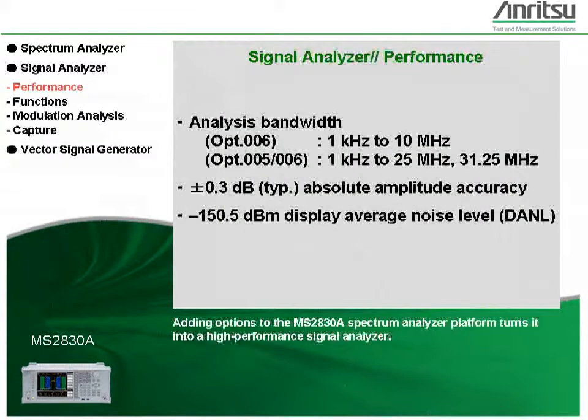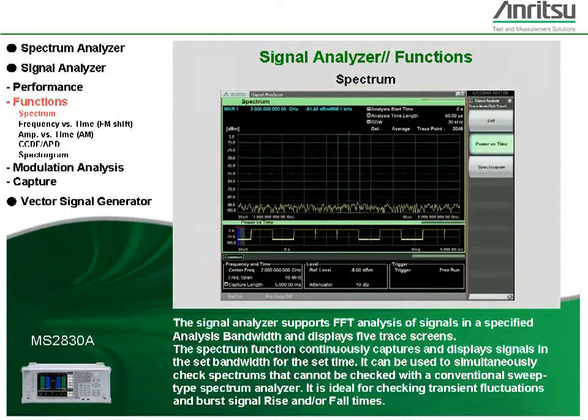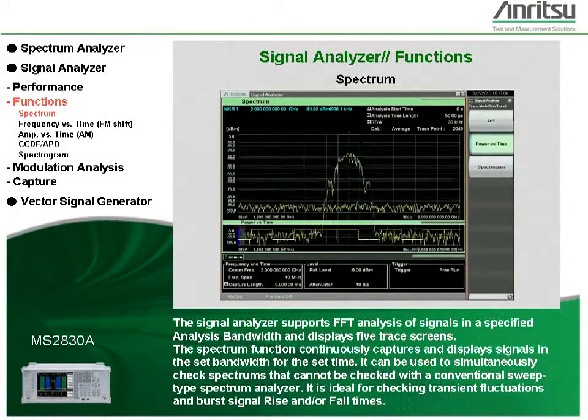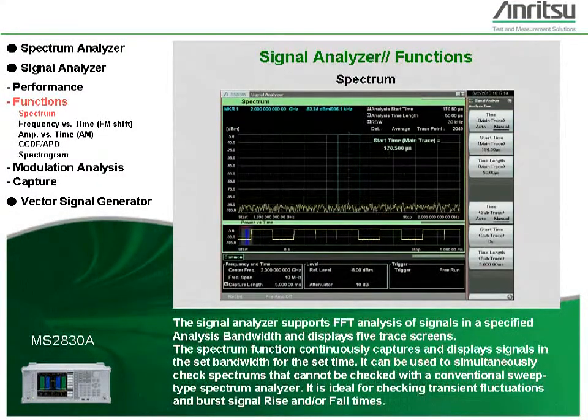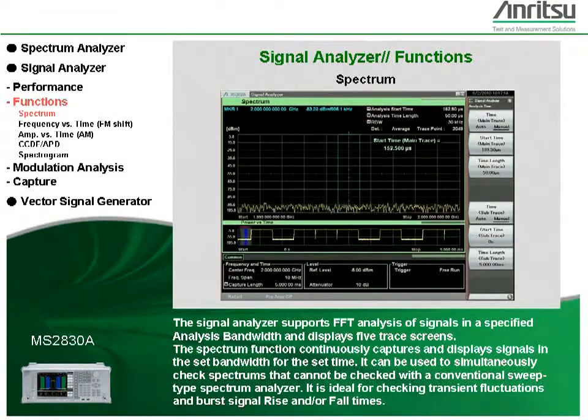Adding options to the MS2830A spectrum analyzer platform turns it into a high-performance signal analyzer. The signal analyzer supports FFT analysis of signals in a specified analysis bandwidth and displays 5 trace screens. The spectrum function continuously captures and displays signals in the set bandwidth for the set time. It can be used to simultaneously check spectrums that cannot be checked with a conventional sweep-type spectrum analyzer. It's ideal for checking transient fluctuations and burst signal rise and/or fall times.